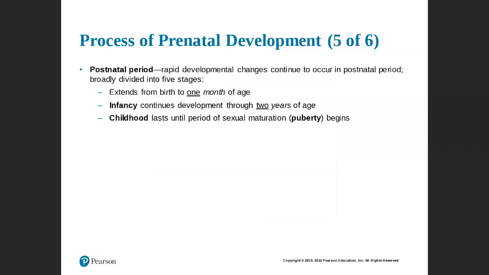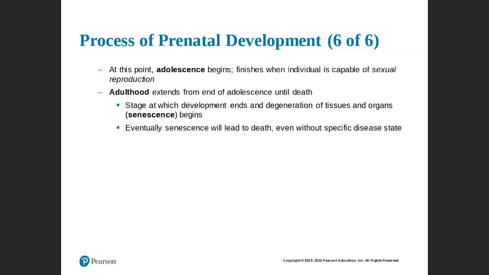So the postnatal period extends from birth to 1 month of age, and infancy then will continue development through about 2 years of age. So when we refer to infancy, we refer to that time period between 0 and 2 until it becomes a toddler. Okay, childhood will then last until the period of sexual maturation or puberty, and that of course is when the brain starts producing hormones. At that point, adolescence starts, and that means the individual is capable of sexual reproduction.